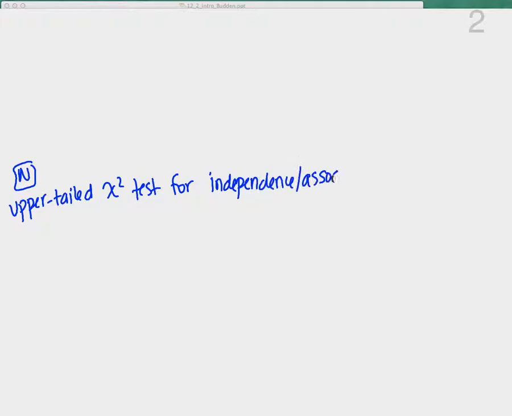It's chi-square, so it's always upper tailed, just like the last section. So this is an upper tailed. It's called a chi-square test for independence or a test for association. Again, pick one, don't use both. You're going to see it written both ways, so just know that they're both there.